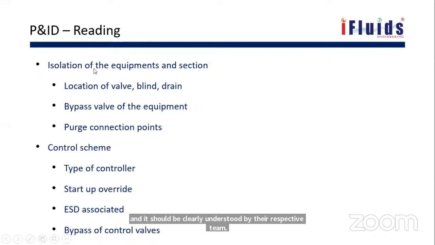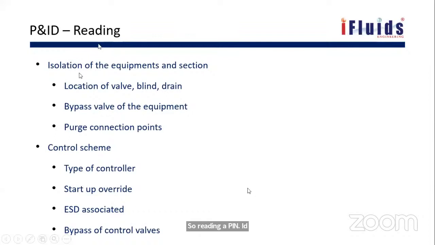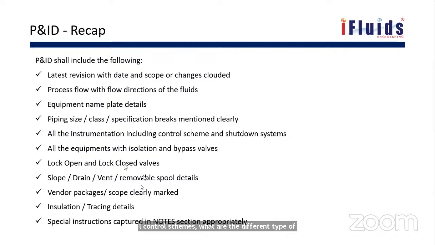So reading a P&ID, we know the location of valves, bypass valve, purge connection points. The control scheme we will be seeing in the second session of P&ID. We'll be seeing in detail how a typical control scheme works, and what the different types of control schemes available are. So now we are at the end of the session.